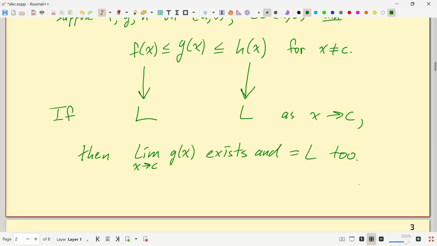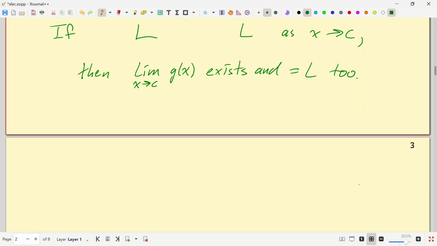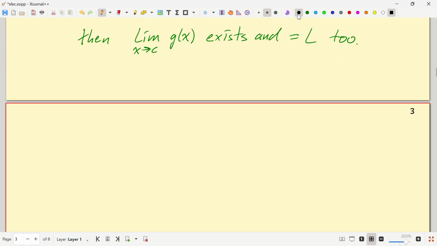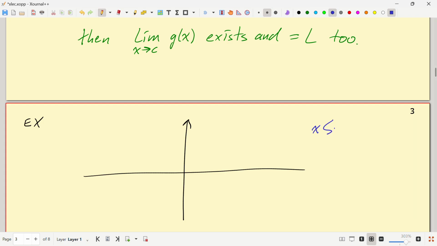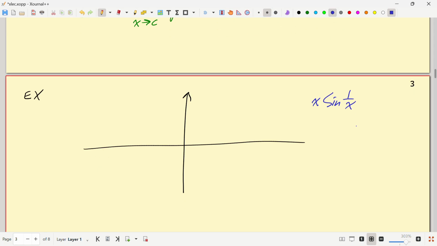And so here's another one of my favorite examples. I like that sine 1 over x function. So let's see. I'm going to graph x times sine 1 over x. Okay. Sine 1 over x bounces up and down between being plus 1 and minus 1. And so I'm going to graph here x and minus x.